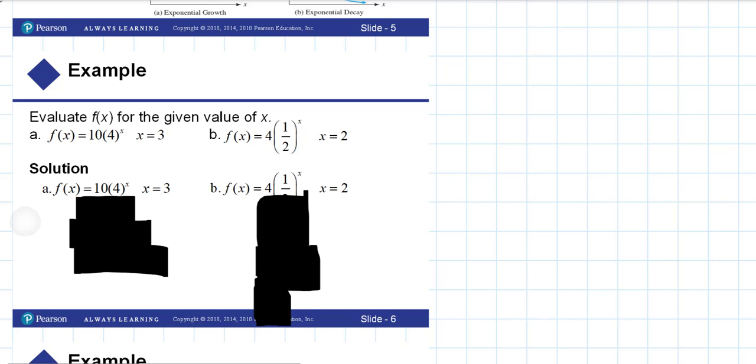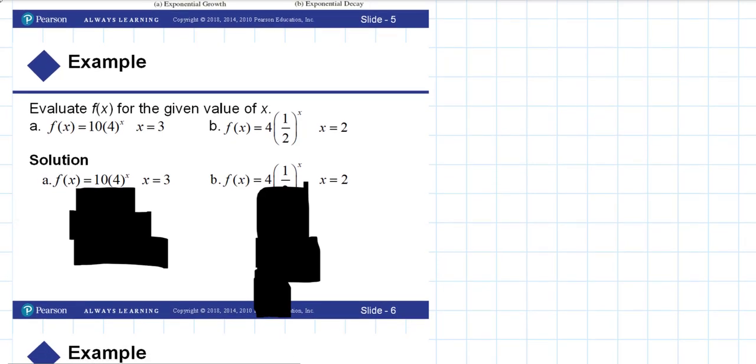So let's actually look at some examples where you're evaluating. You're given the function 10 times 4 to the x. That 10 does not get multiplied by the 4 because the 4 has that power of x. And they want you to evaluate when x equals 3. So you plug in the 3 for the x value that you have.